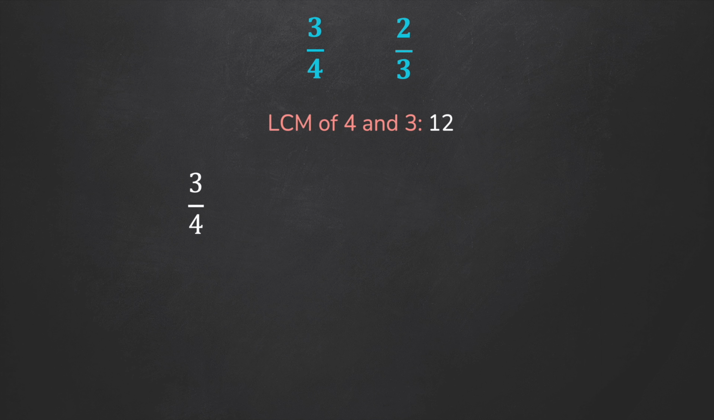Now we have to find equivalent fractions, so we could easily compare these. And using 3 over 4, in order to get a denominator of 12, we have to multiply 4 by 3. Whatever we do to the denominator, we have to do to the numerator. So 3 times 3 is 9, and 4 times 3 is 12. Then we take our second fraction. In order to get a denominator of 12, we have to multiply 3 by 4. Whatever we do to the denominator, we do to the numerator. 2 times 4 is 8, 3 times 4 is 12.